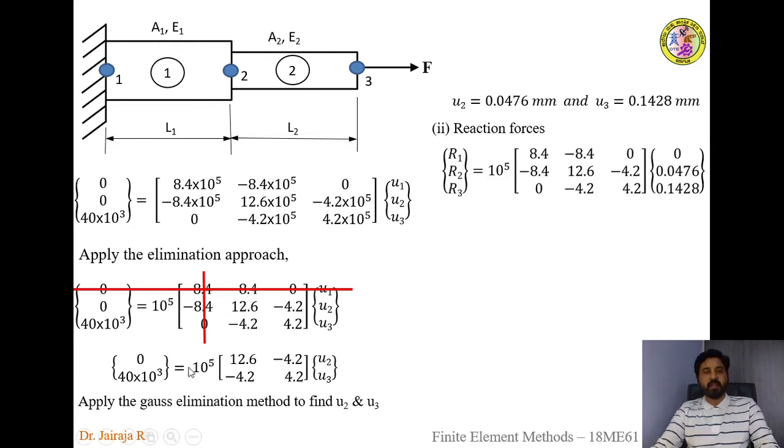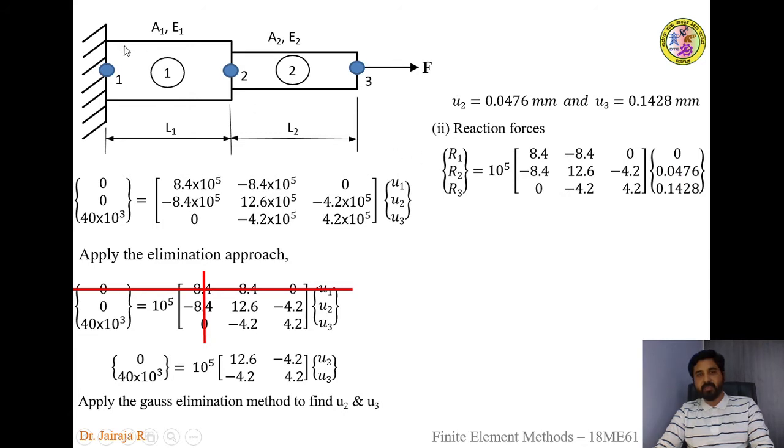So here reaction can be obtained since node 1 is fully fixed. We can obtain the reaction at node 1. So load applied is at node 3. So reaction can be calculated similar to this equation. Here instead of F1, F2, F3 we need to write R1, R2, R3. Here we need to substitute these values of displacements U1, U2, U3.